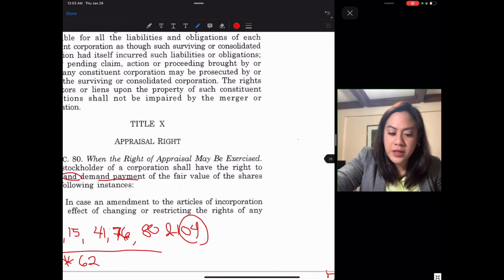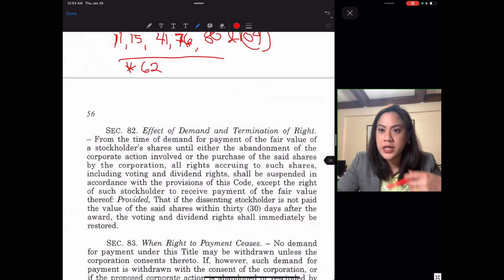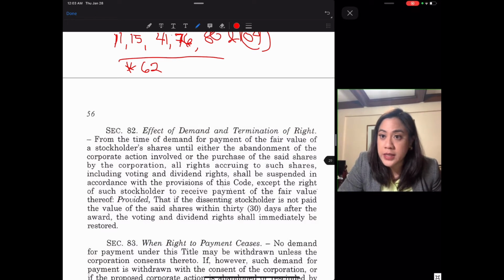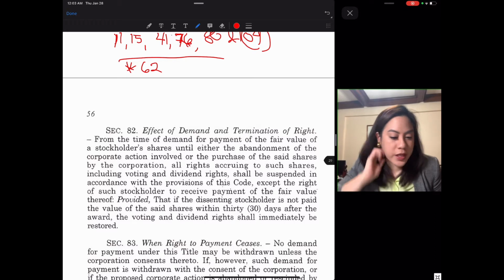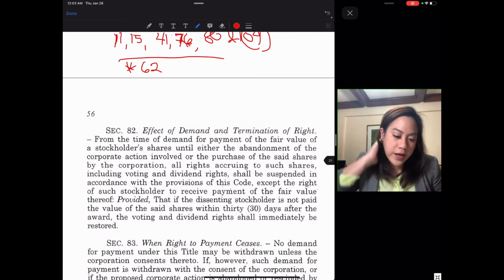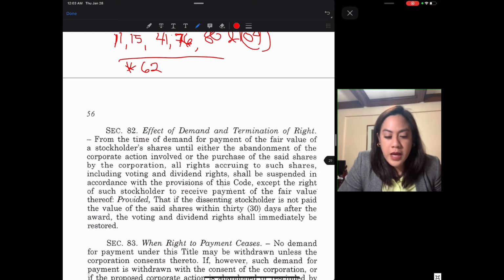So again, I will repeat, under Section 81, there must be unrestricted retained earnings in order for a stockholder to exercise their right of appraisal. So Section 82, effect of demand and termination of right. From the time of the demand, the rights of the stockholder to dividends, voting shares, and all other rights are suspended. They are not terminated, ha. The rights are not gone, they're just merely suspended. When is it restored? If the value of the shares are not paid within 30 days after the award. So, what is an award?